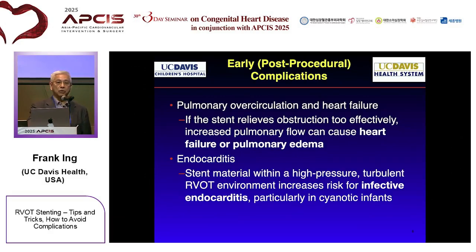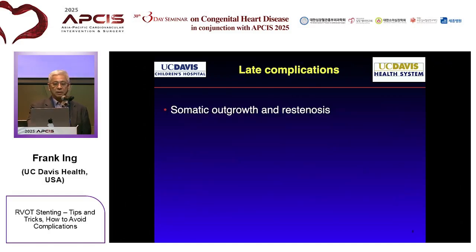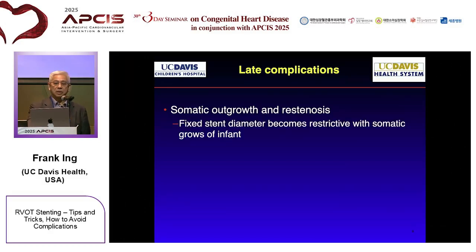There's turbulence in that RVOT with the high pressure and dilation with foreign material. So again, endocarditis can be particularly risky in the cyanotic infant, and most of these patients have that. Late complications, and when I say late, I mean that you're trying to wait and buy time for the surgeons to operate. The baby's going to grow, and you want them to grow, but as they grow, they can outgrow the size of the stent, and you might have to go back and further dilate, right? These are metal, fixed restrictions, and we always make sure the parents know that we may have to bring them back to accommodate the somatic growth.